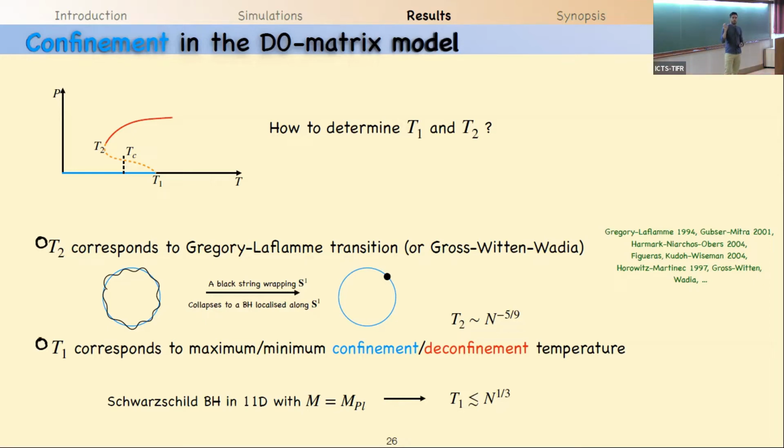Now, T1 corresponds to a maximum confinement or minimum deconfinement temperature. Suppose that I have a black hole, the Polyakov loop has to have an expectation value, so I am in the deconfined phase. So I ask the question, what is the minimum black hole that I can construct? This motivates using a Schwarzschild black hole in 11 dimensions with mass of the order of the Planck mass. If you do the calculation, you get a scaling of the energy which is N to the 1/3. So in the large N limit, the difference between these two temperatures becomes almost infinite.